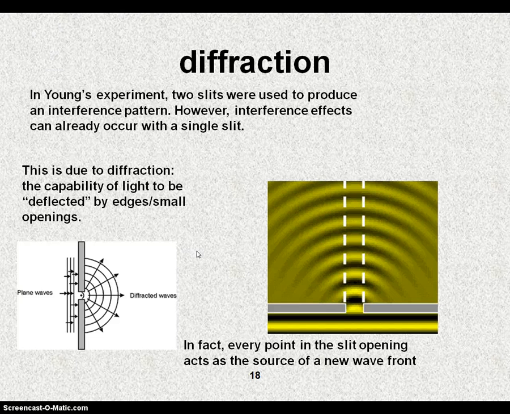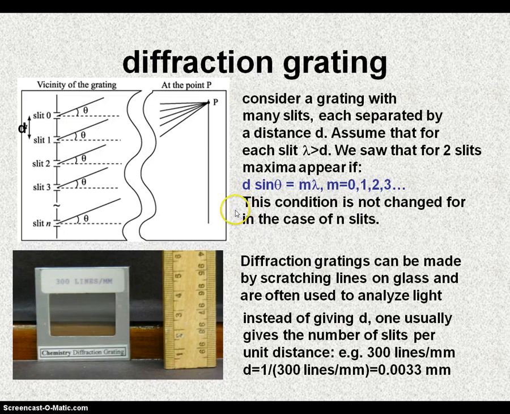We had two slits, and we saw interference patterns that arose because as the light traveled through a boundary, that light was bent, and we were able to see areas where the light would either constructively interfere or destructively interfere.